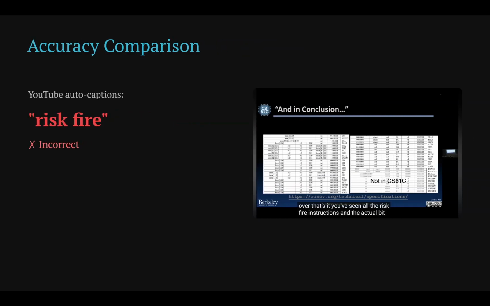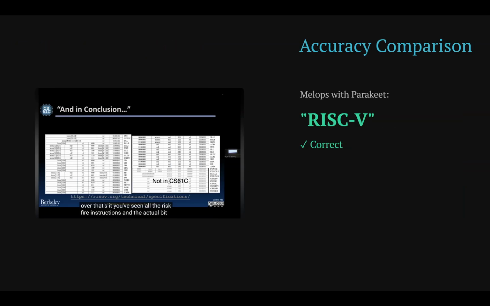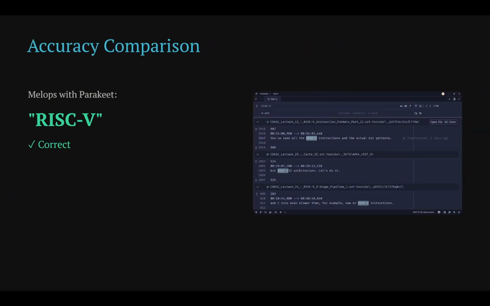Here is a concrete example. The speaker says RISC-V, an open source instruction set architecture. YouTube auto captioning says "risk five." Completely wrong. This happens because YouTube's ASR doesn't understand context. Melops gets it right. RISC-V with proper capitalization and punctuation. You've seen all the RISC-V instruction and the actual bit patterns.